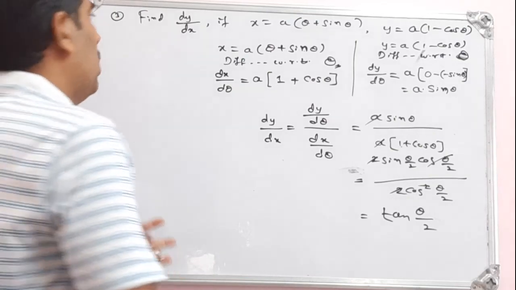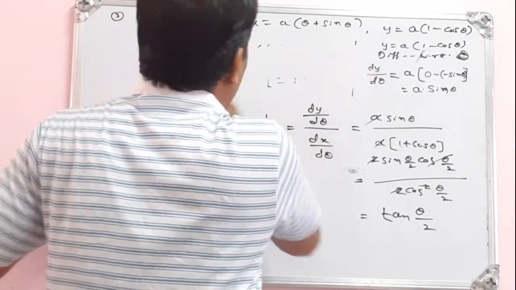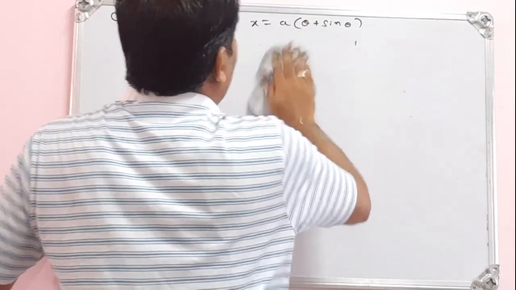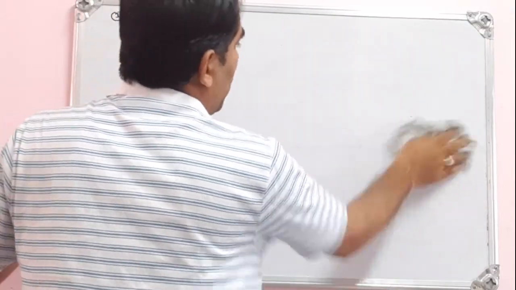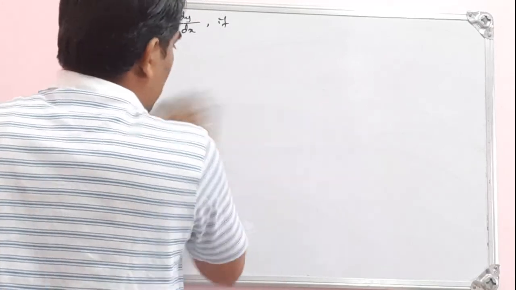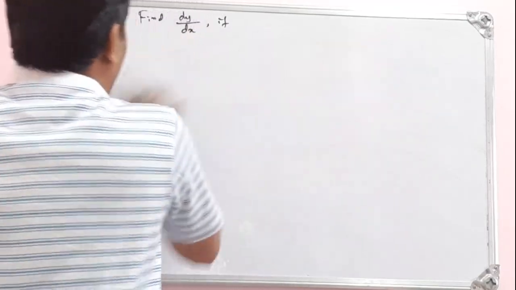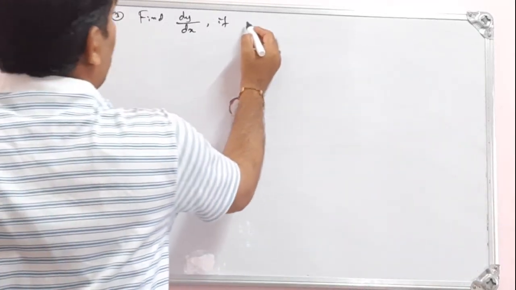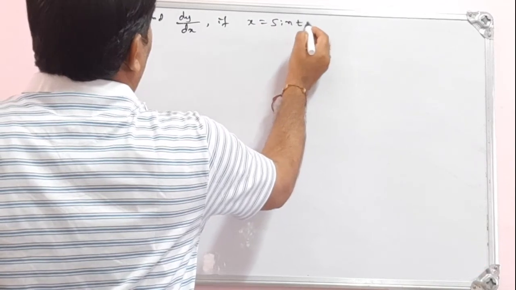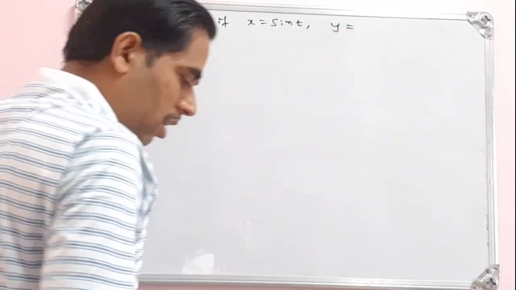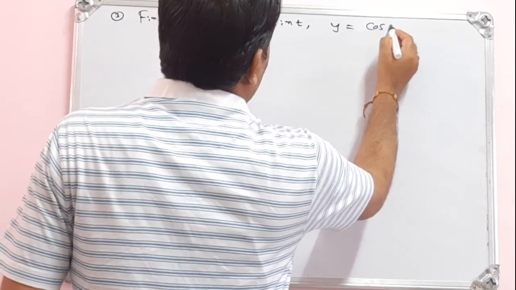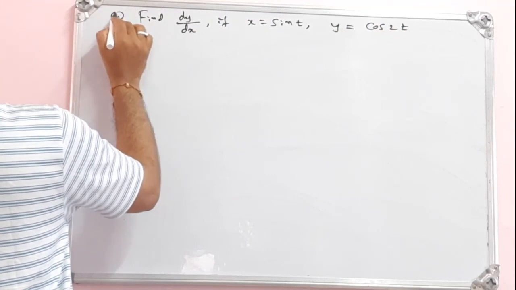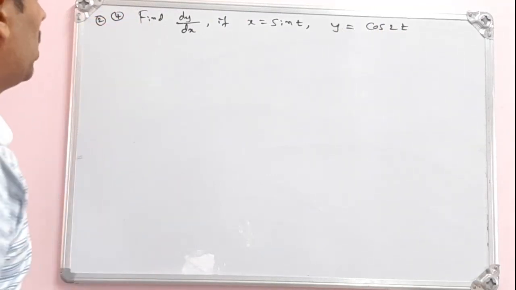So let us consider another problem of this kind. The question is: find dy by dx if x is equal to sin t, y is equal to cos 2t. So this is the next example, a 2 marks question.